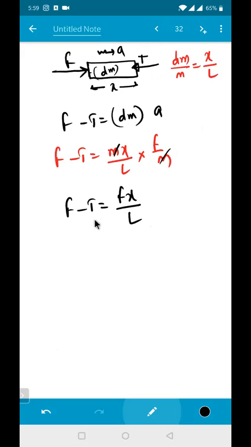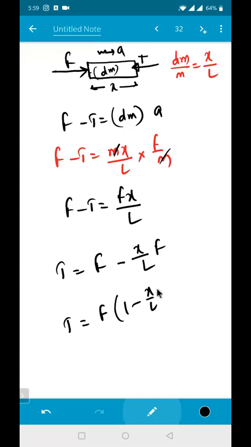So all the F terms you take on one side. This will become T is equal to F minus, this one is m by l into x, m gets cancelled. So I'll directly write the value of x, so this will be equal to x by l into F. So T value, if I take F common, is 1 minus x by l. So this is the value of your tension.